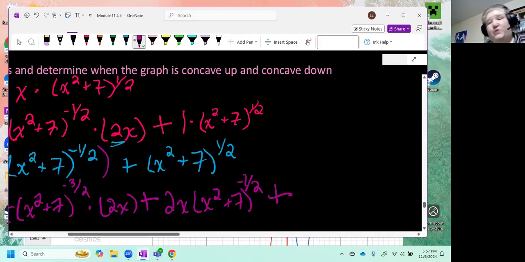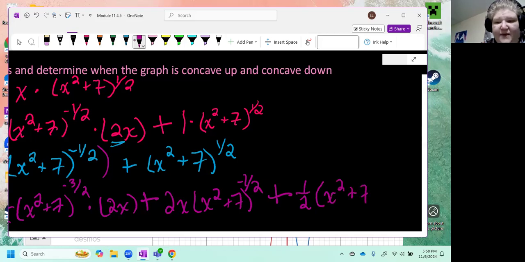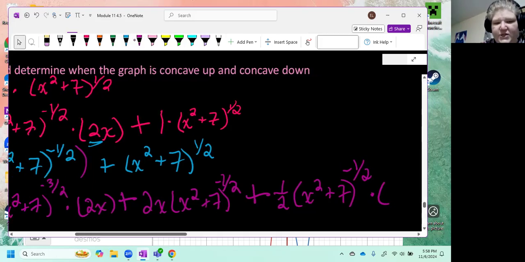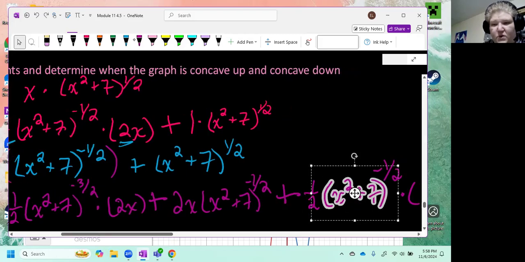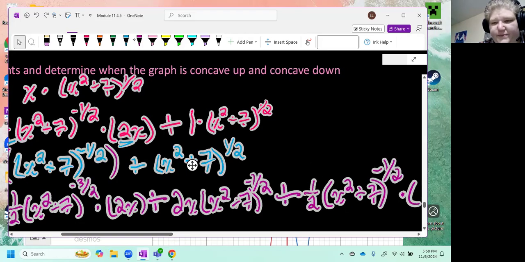Plus, now we can do the derivative of just the square root part. So we bring the power down, 1/2, (x squared plus 7) to the negative 1/2, times the derivative of the inside, which is again 2x. So it looks like, oh, we got a 2x everywhere.